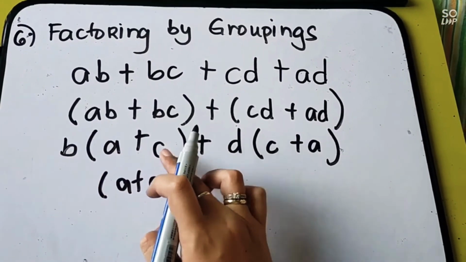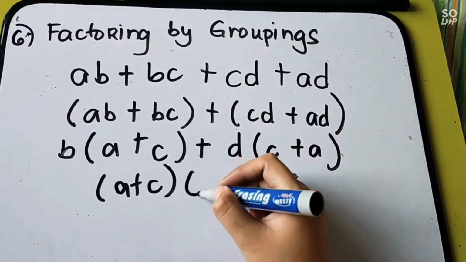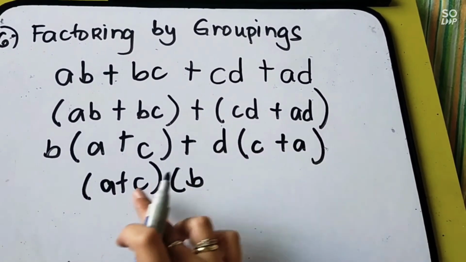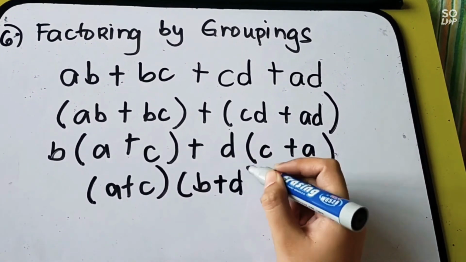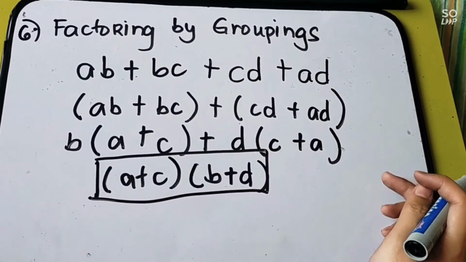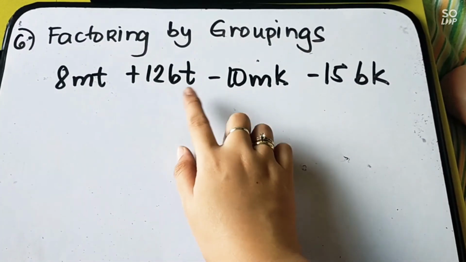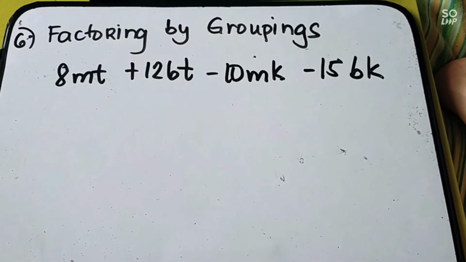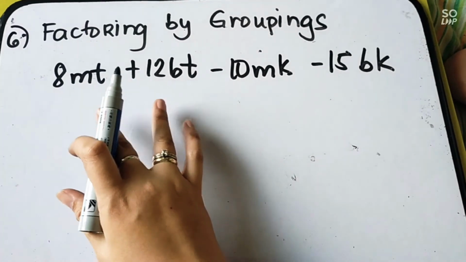B times A plus C divided by A plus C, ang natitira lang is B. So, right here, B. Then, D times C plus A divided by A plus C, natitira doon is D. So, this is the factor. Is it clear? Let us have another example. So, we have 8MT plus 12BT minus 10MK minus 15BK. Okay? So, let us group this one.